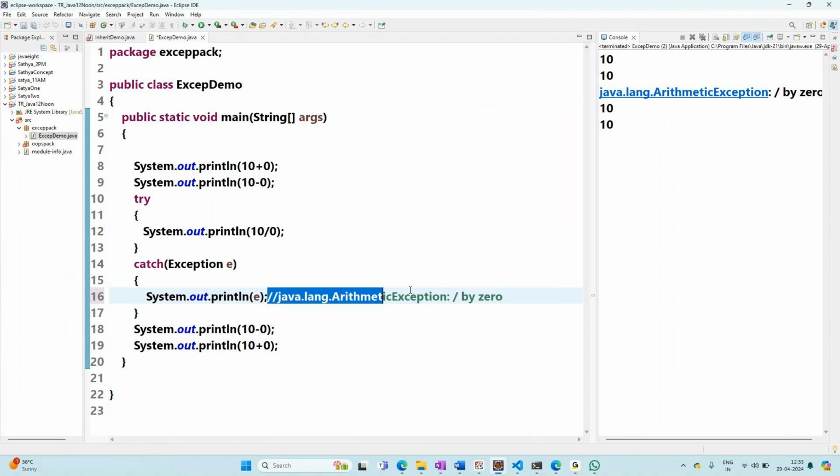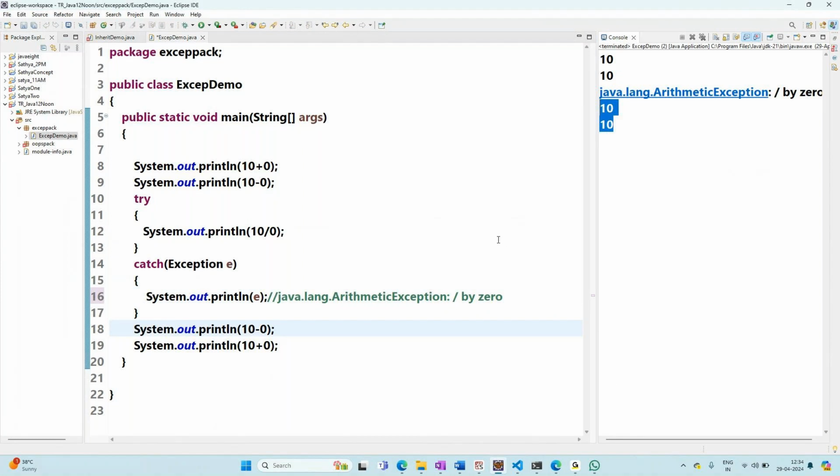The exception got handled. So how can we say that the exception is handled? Because of this: you are printing the exception message, and you are printing the next lines also. In that way, you say the exception is handled.